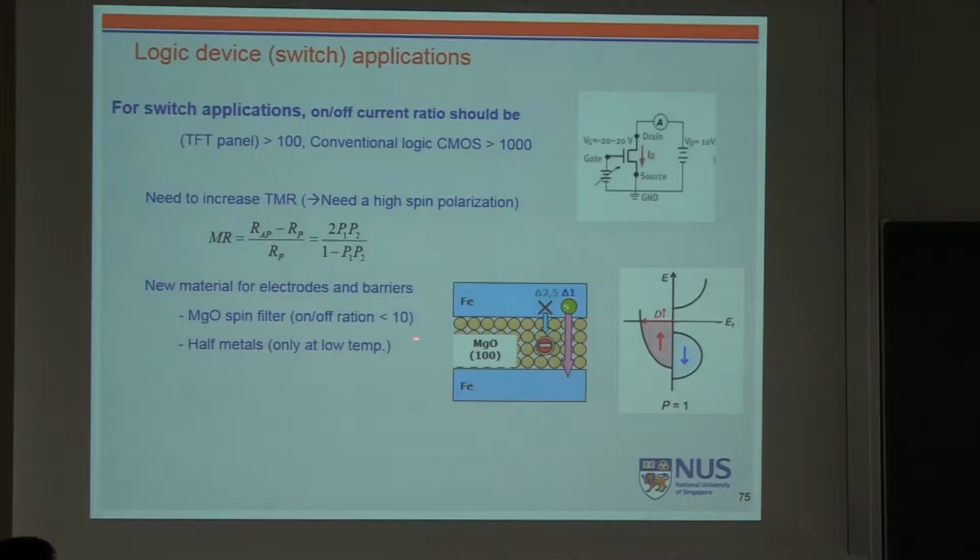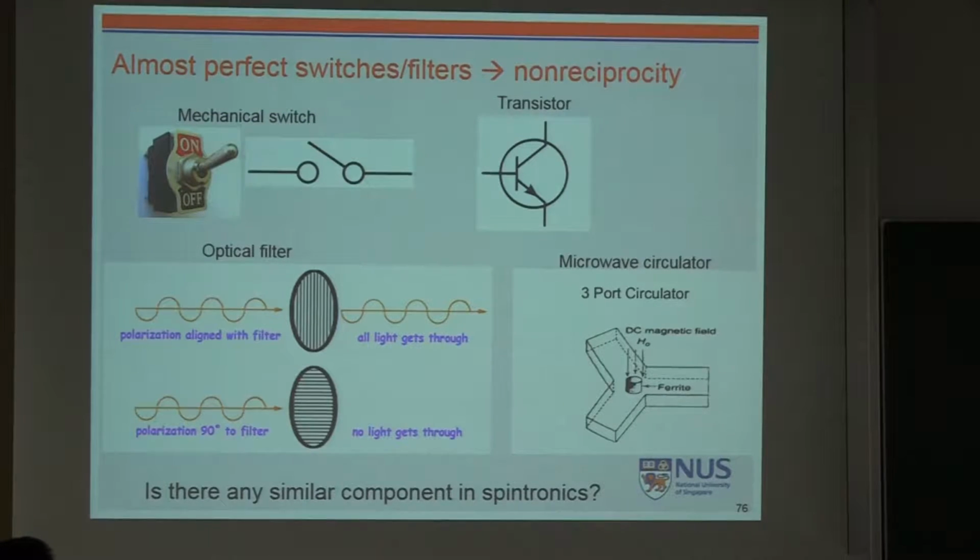So it is one order or even 2-3 orders smaller than the conventional logic devices. Some people try to use half metals because half metal is predicted to have 100% spin polarization at the Fermi level, but it mostly works only at low temperature. So if you work at room temperature, we never see a great performance. So this is sort of the showstopper for logic application using spintronics.